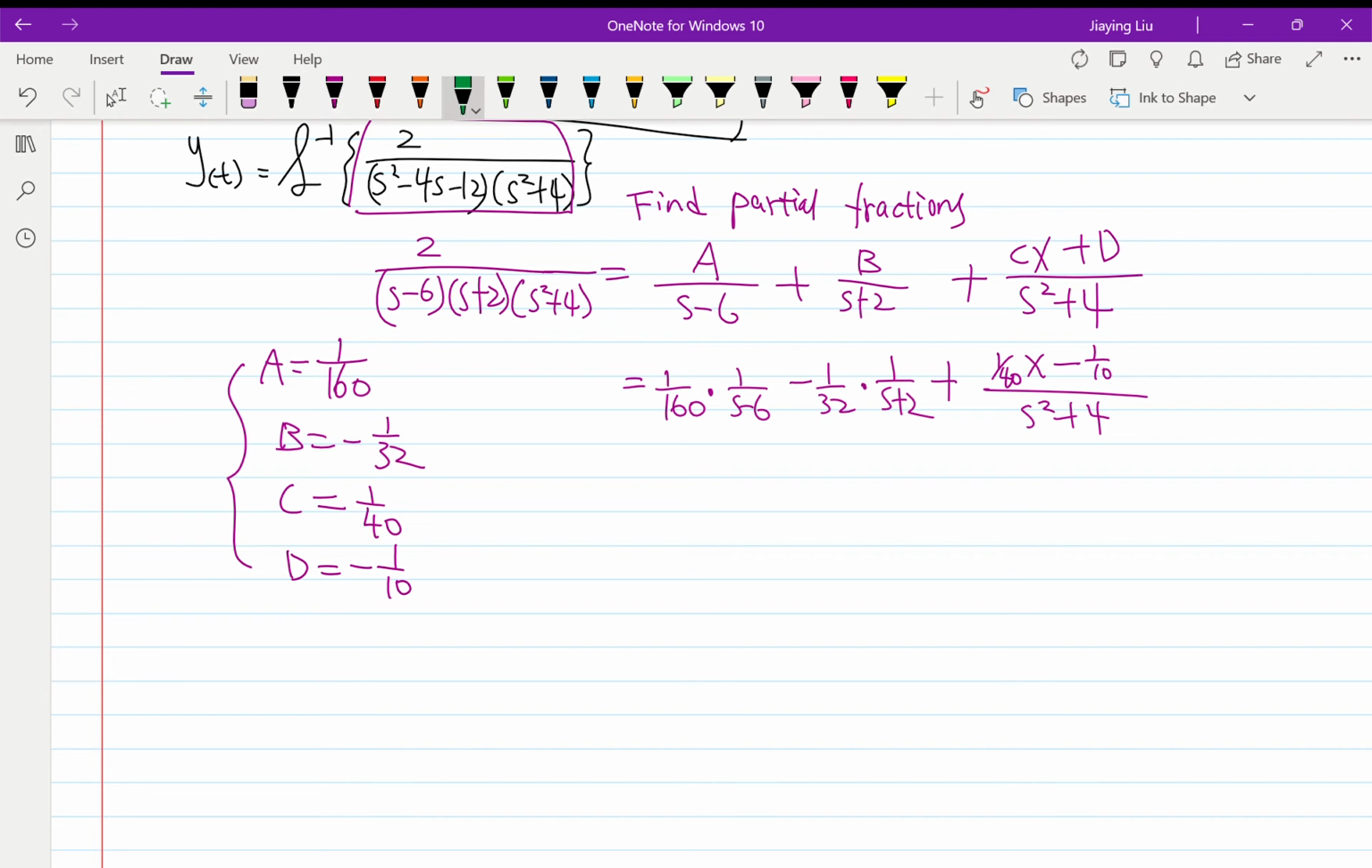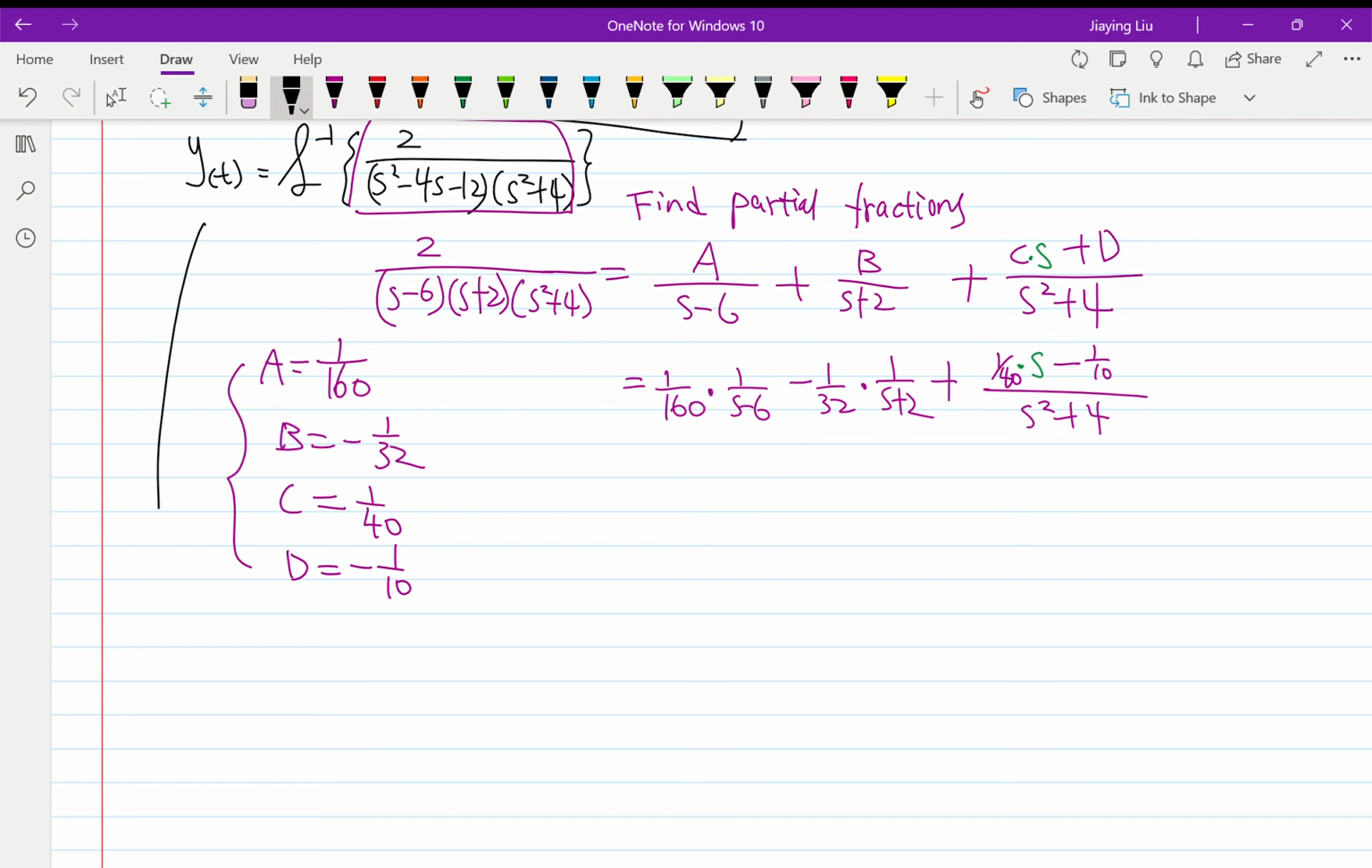I just keep using x. So that would be C times s. This is 1 over 40 times s. There's no x here, just s. I apologize for the confusion there. So we're going to have to split the last fraction. I'm going to do that when I put it into the inverse Laplace.